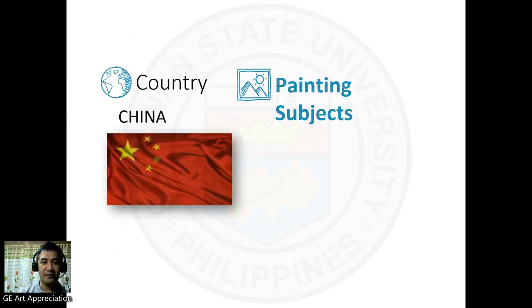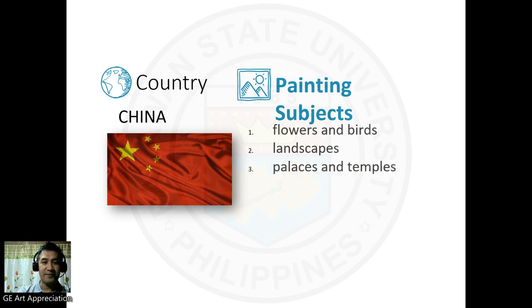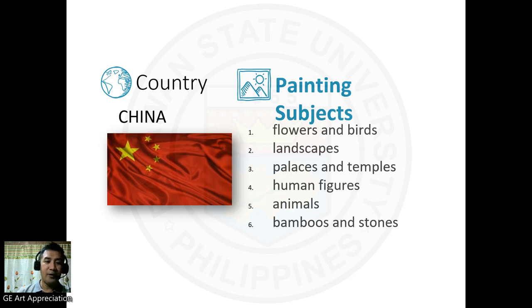How about China? What are their painting subjects? They like flowers and birds. When they paint, there should be flowers and birds. And it should be in the landscape orientation. Palaces and temples, those are always there. The human figures, animals as well, the bamboos and stones. Because later on, we will show you different paintings that include these subjects we are mentioning. And they have an explanation as to why they put these subjects in their paintings.